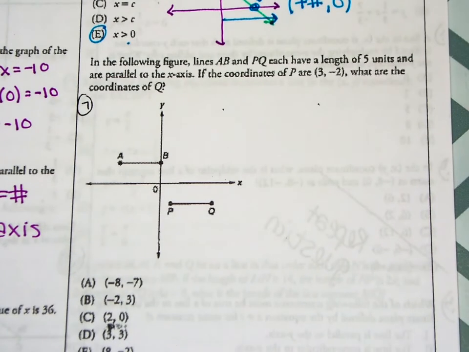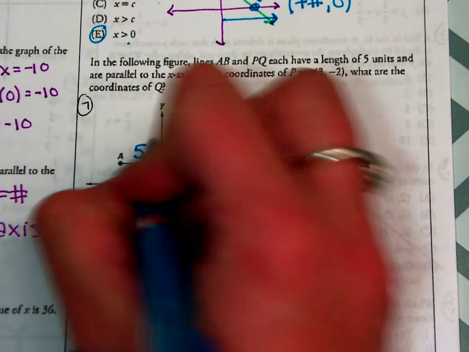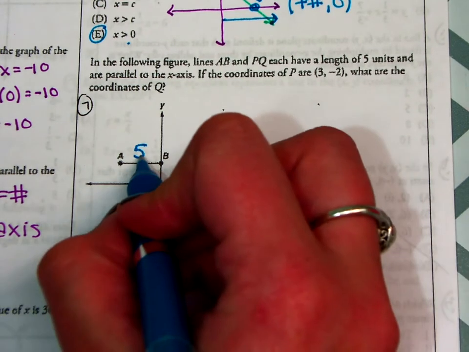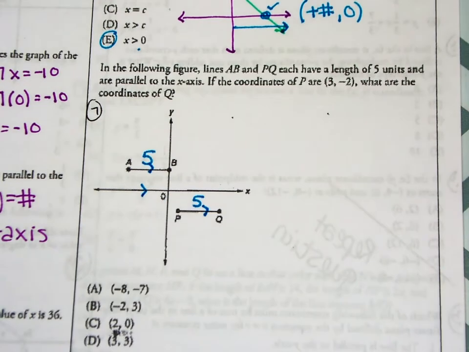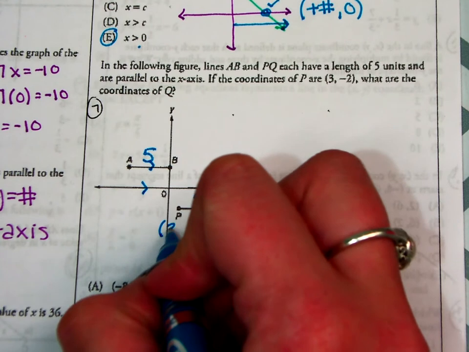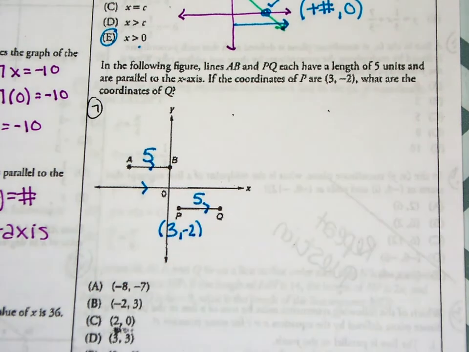Number 7, in the following figure, AB and PQ have lengths of 5. So this is 5 and this is 5. And they are parallel to the x-axis. So that lets us know that this is a straight line. No tilting up, it's completely horizontal. The coordinates of point P are 3, -2. We want to know the coordinates of Q.